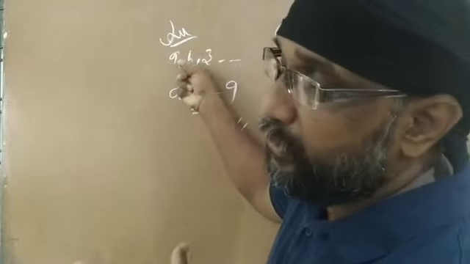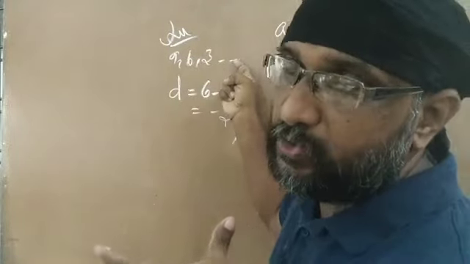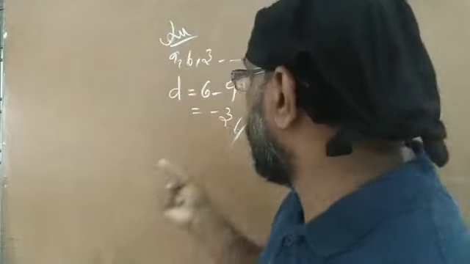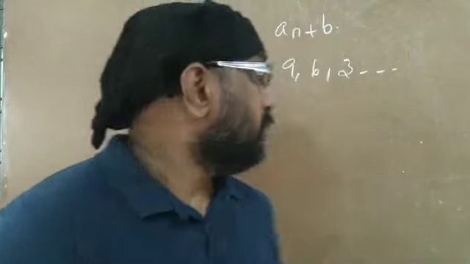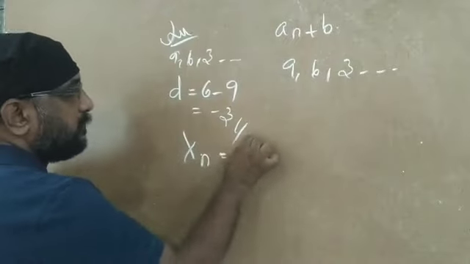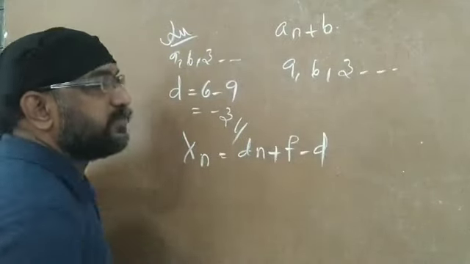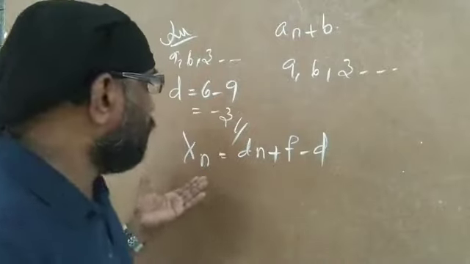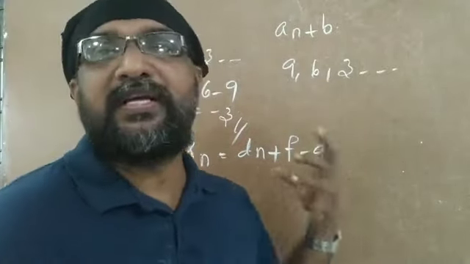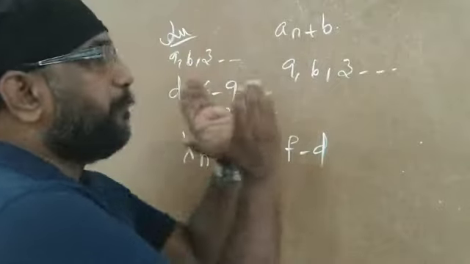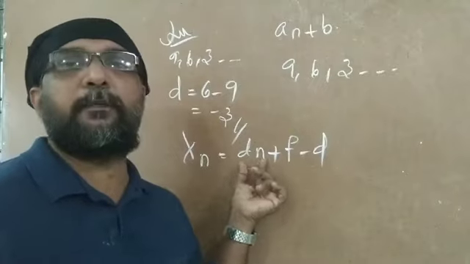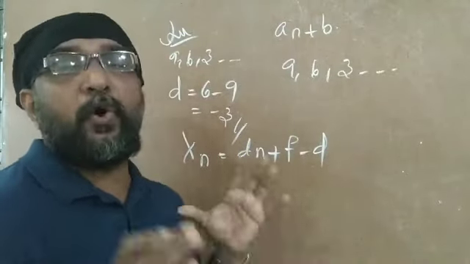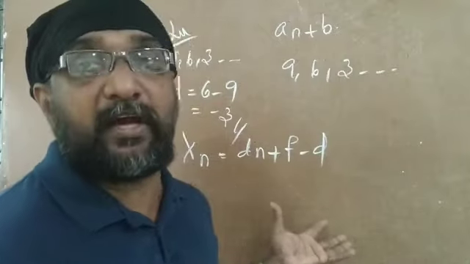So it's evident from the sequence that the values are going on decreasing. So its common difference must be negative. You have got it. d is equal to negative 3. Then can you say what formula you are using to find out its algebraic form? Write xn is equal to dn plus f minus d. This is the equation used in your text to find the algebraic expression of any arithmetic sequence. If any of you do not know this, you have to learn this by heart first.